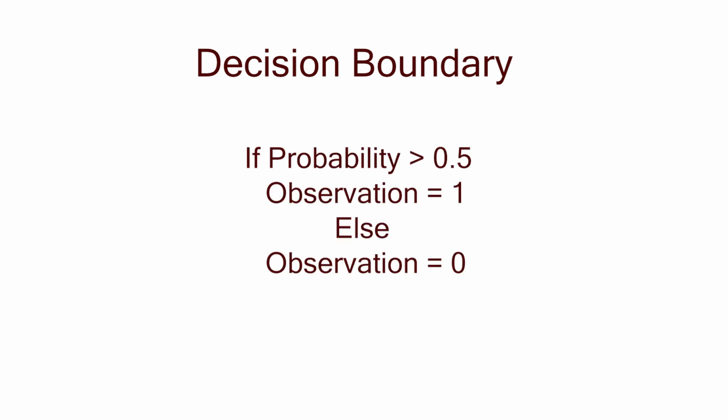Next, we have the decision boundary. The model makes predictions by applying a threshold to the predicted probability. If the probability is greater than 0.5, we classify the observation as class 1. Otherwise, we classify it as class 0. In third grade math, we called that rounding, but whatever.